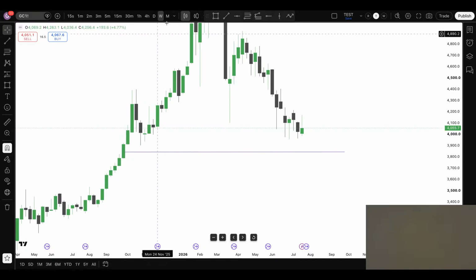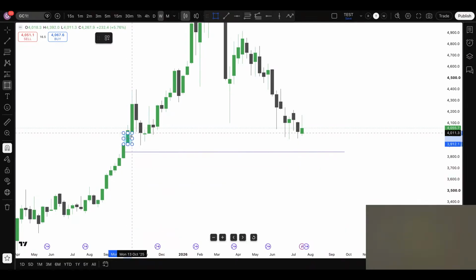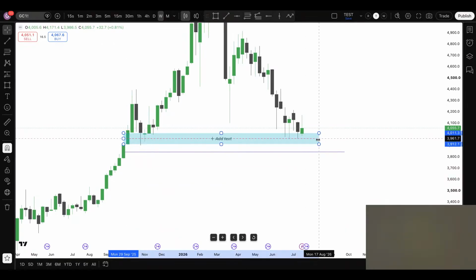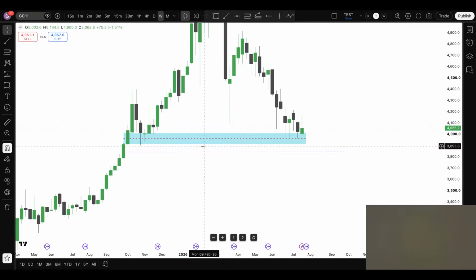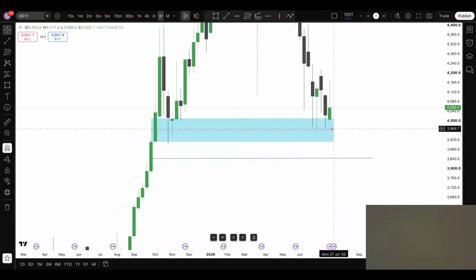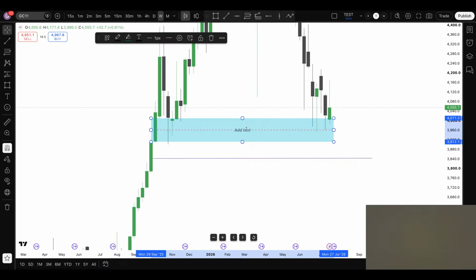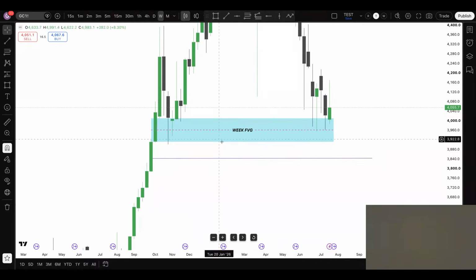weekly time frame. We have a close at 3912, 3913. Okay, we have a volume imbalance. See, this is the weekly PDRA. We are running the weekly PDRA, the weekly FVG. Okay, we mentioned.